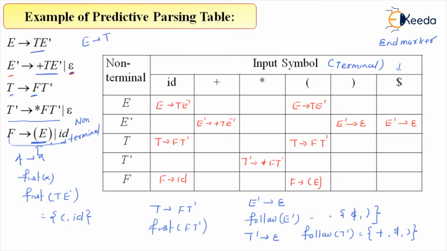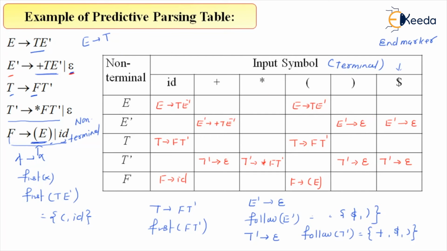So now there are three places. T' derives epsilon will go to plus, T' derives epsilon will be in the dollar column, and T' derives epsilon will be in the closing bracket column.